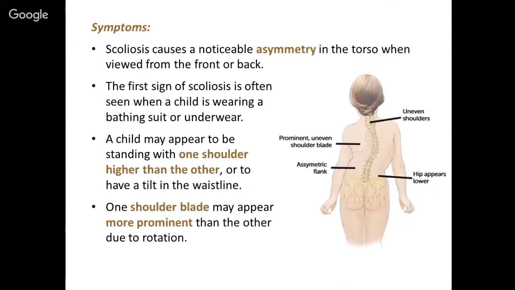The symptoms from the medical profession. Okay, so scoliosis causes a noticeable asymmetry in the torso when viewed from the front or back. The first sign is often seen when a child is wearing a bathing suit or their underwear. So you'll see one shoulder higher than the other, or you might see that the hip or the waistline looks different, or the shoulder blade may appear more prominent than the other due to this rotation pattern that's developing.